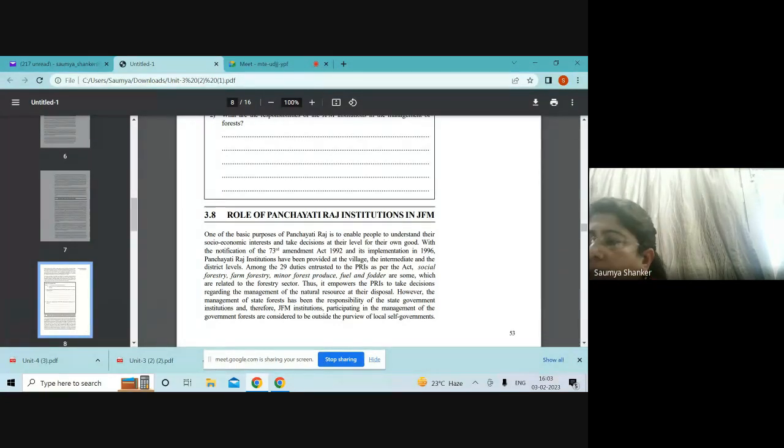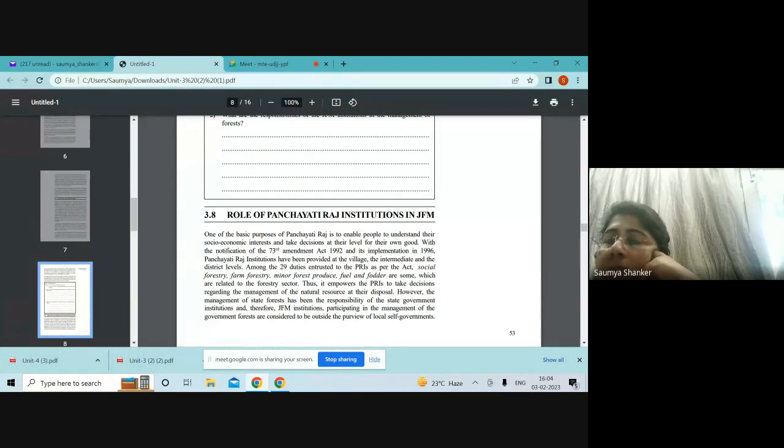So now, as we have discussed earlier also in other projects, these Panchayati Raj institutions play a very, very important role. Again, I'll repeat, by Panchayati Raj institutions, we mean these community, these village administrative committees. They have the main onus of ensuring the success of the joint forest management program, and it falls in the hands of the Panchayati Raj. Amongst many other duties that have been given to these Panchayati Raj institutions, social forestry, farm forestry, minor forest produce, fuel and fodder, and ensuring the efficient supply of fuel and fodder also fall in their duty purview.